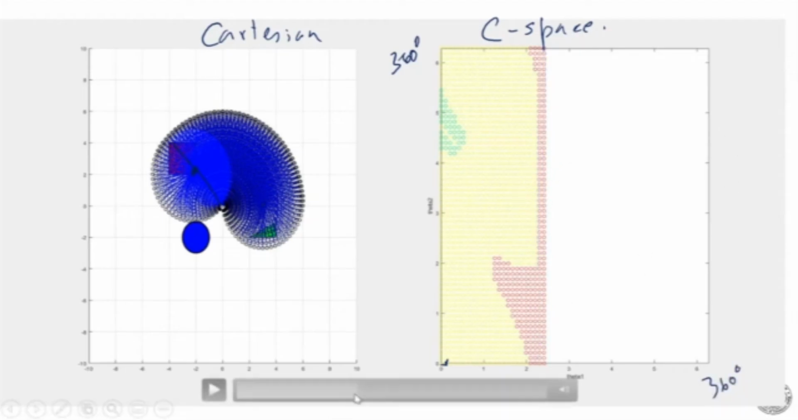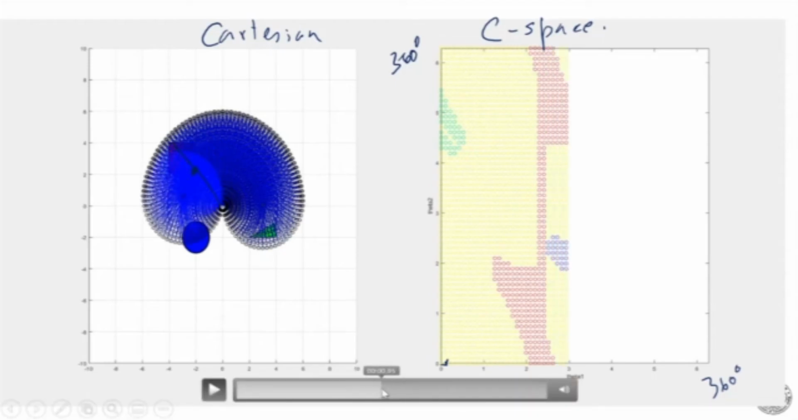Now we are going further. What is happening is we start hitting the blue object. Till here it is not touching the blue object. Now we progress a little bit more. Now it starts hitting the blue object. You can see that.